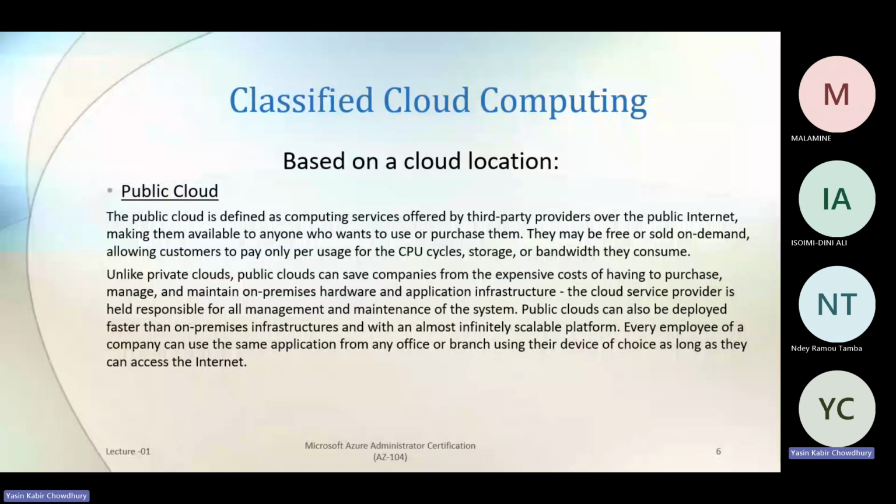Public clouds can also be deployed faster than on-premises infrastructure. For example, suppose I tell you to build one computer. You have to go to the market, find the hardware, come back, and assemble the hardware to make a CPU. Then you have to connect the CPU, monitor, and other things. Then you set up the operating system, and then the applications one by one. But in the cloud, you just click for a few seconds, and one PC will start on your desktop. So it is very easy.